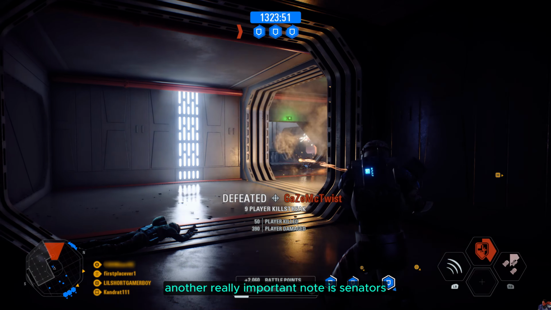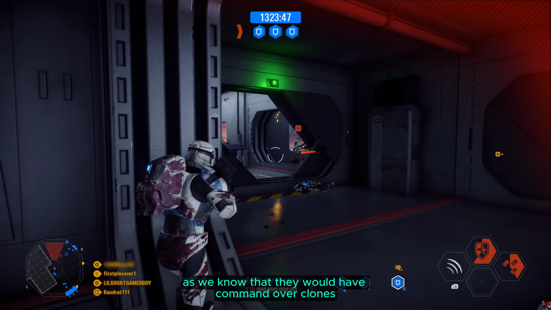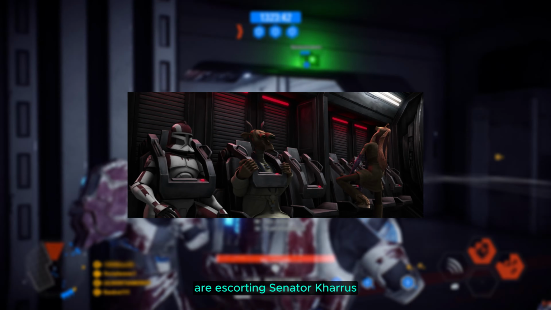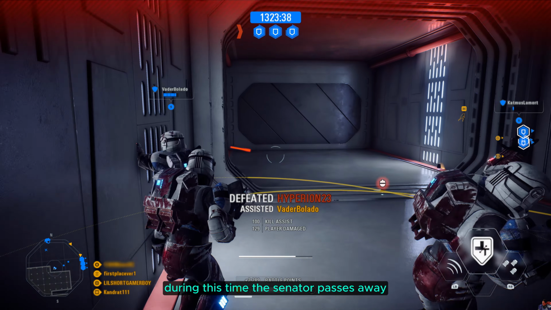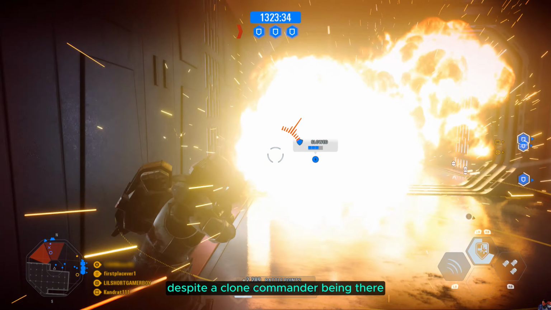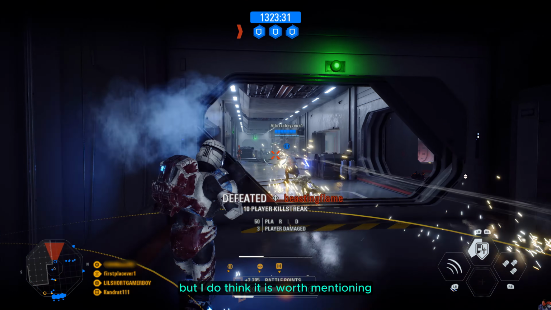Another really important note is senators and Republic representatives, as we know that they would have command over clones. Now this is best seen when the clones of the Coruscant Guard are escorting Senator Karis and Representative Binks to the planet of Florum. During this time, the senator passes away and Representative Binks is given command over the clones despite a clone commander being there. Now this could just be an anomaly for the Coruscant Guard, but I do think it is worth mentioning.